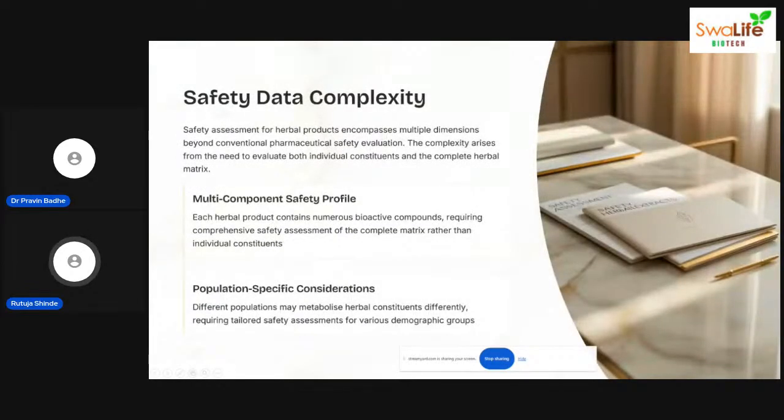Next is safety data complexity. Safety evaluation for a herbal product is much broader than for synthetic drugs. Instead of assessing one molecule, we evaluate the entire matrix. That means understanding the multi-component safety profile, how populations metabolize herbal constituents differently, and how this product interacts with other drugs. This complexity requires a comprehensive and cautious approach.